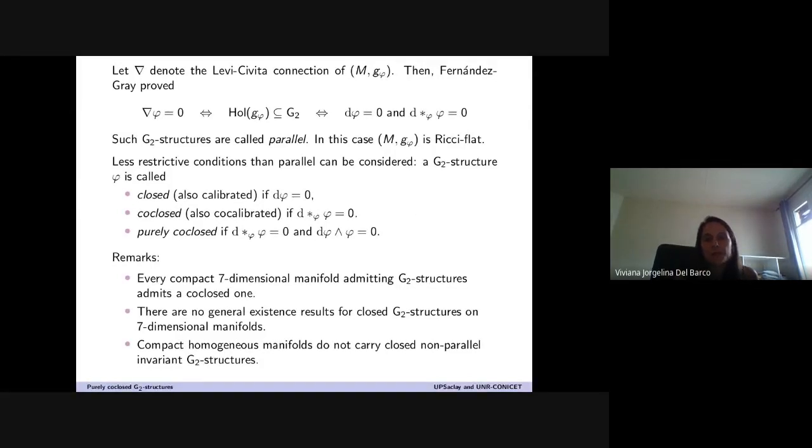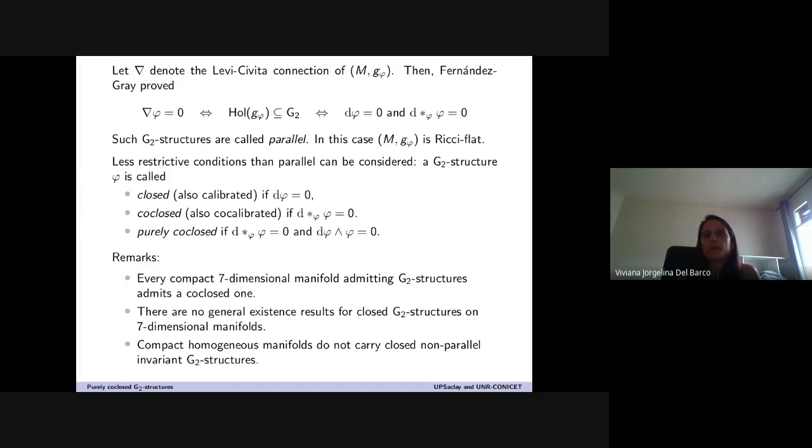Okay. So in general, it is known that every compact seven-dimensional manifold admitting a G2 structure admits a coclosed one. So if you know that your manifold has a G2 structure, then it has a coclosed G2 structure. The hard part here are the closed G2 structures, for which there are no general existence results. And actually, it was proved by Rafael and Podestá that compact homogeneous manifolds cannot carry any closed, non-parallel invariant G2 structure. So I'm not going to work with closed G2 structures, only coclosed.